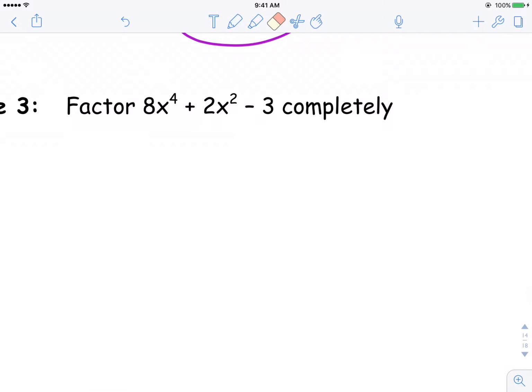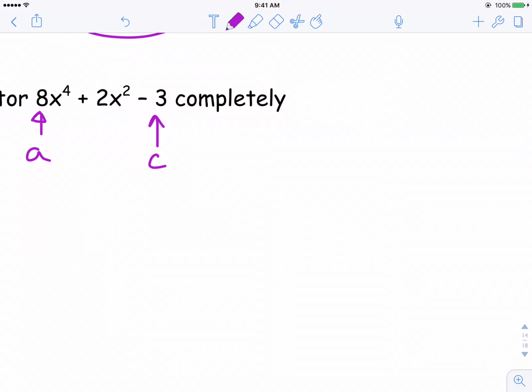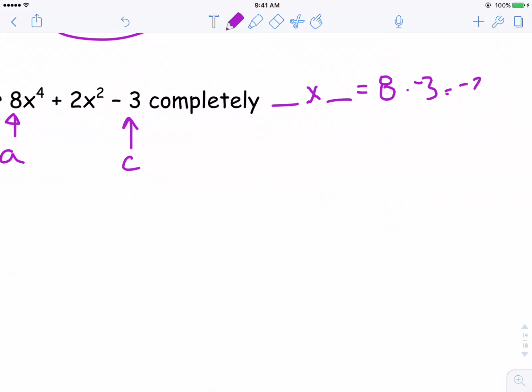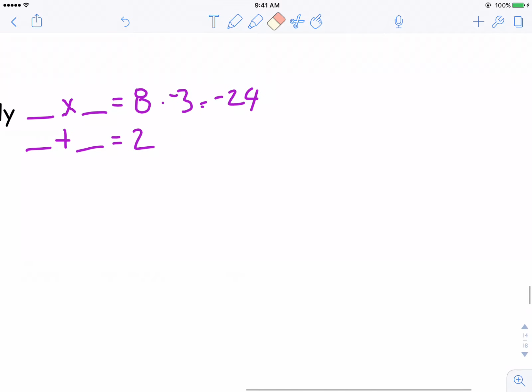So we look at this, we see that there is a number out in front of the x to the fourth term. In this case, 8 would be a, negative 3 would be c. So I'm looking for two numbers that when multiplied together give me a times c, which is 8 times negative 3, which is negative 24. And those same two numbers add together to give me b, which is 2. So two numbers that when multiplied together give me a times c, in this case negative 24, add together to give me b, which is 2.